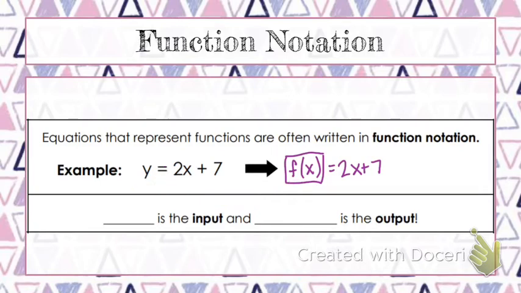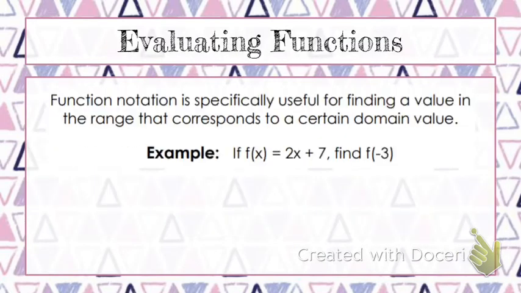So f of x and y are completely interchangeable, but in function notation, in f of x, x is the input and f of x is the output, like y would normally be the output. Function notation is specifically useful for finding a value in the range that corresponds to a certain domain value. We talked about domain and range. The x's represent the domain, and f of x, that's the same as y, represents the range, okay?